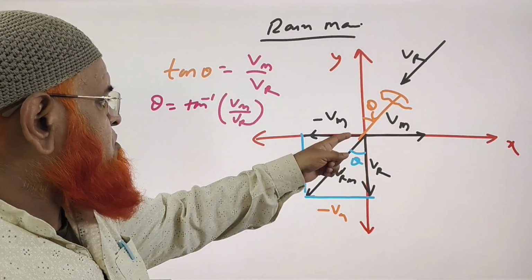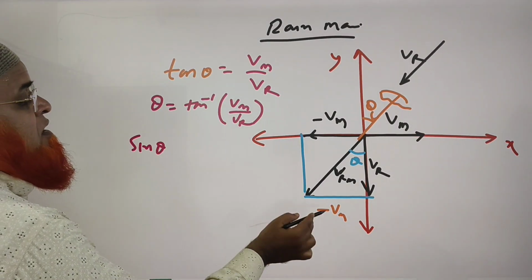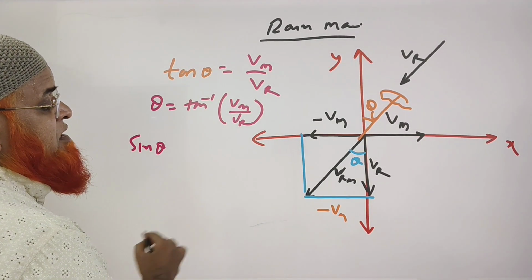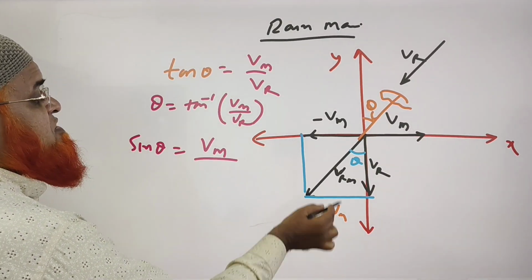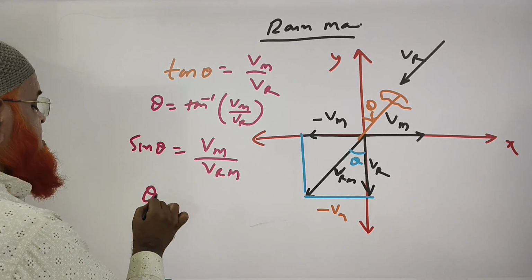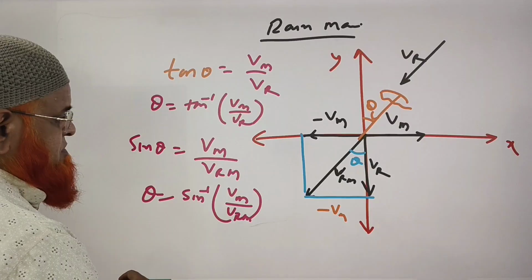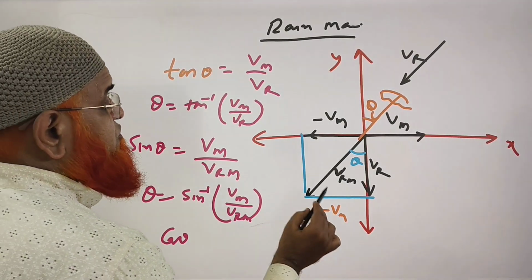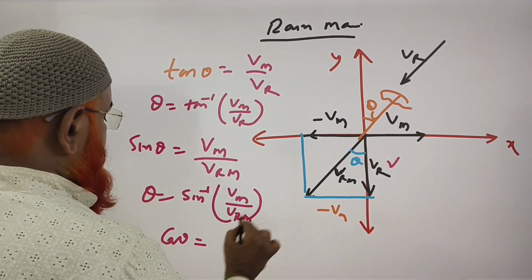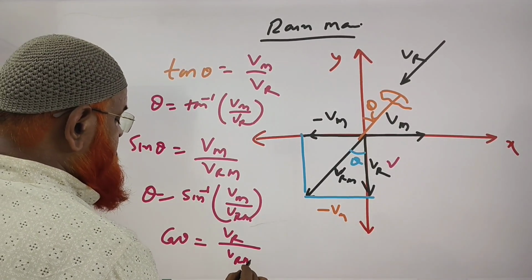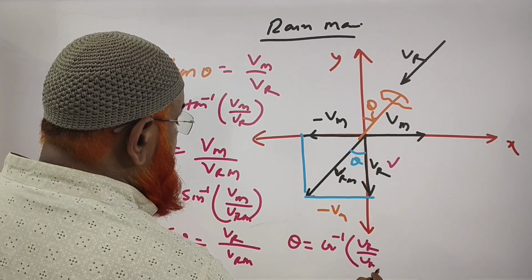When you know the velocity of man and velocity of rain, we can use this formula. Now, when you know the velocity of man and velocity of rain with respect to man, opposite and hypotenuse, we have to use sin theta. Sin theta is equal to Vm by Vrm, so theta is equal to sin inverse of Vm by Vrm. Now cos theta: if you know the velocity of rain with respect to man, cos theta is the adjacent side, Vr, by Vrm. That is, theta is equal to cos inverse of Vr by Vrm.